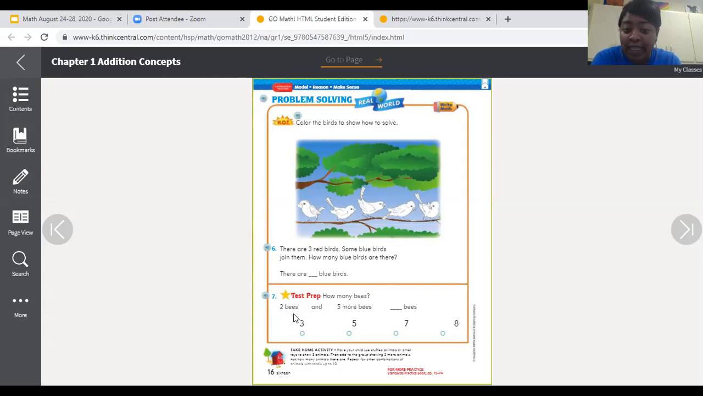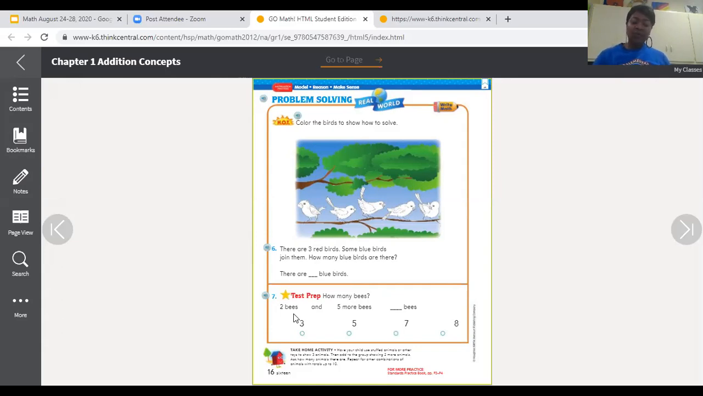And then right here for number 7, this is a test prep question. There are 2 bees and 5 more bees. How many bees are there in all? So if I need to, I can draw my 2 bees over here. 1, 2, and then I can draw 5 more. 1, 2, 3, 4, 5. And then I can count them all up and I will figure out how many bees there are in all.